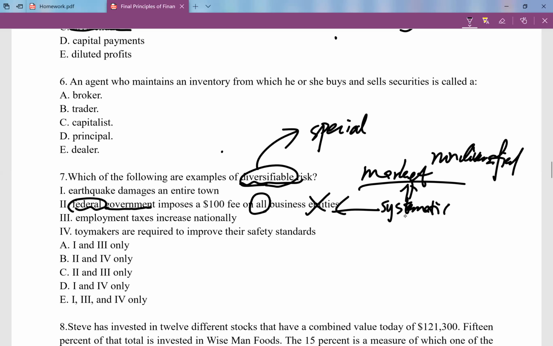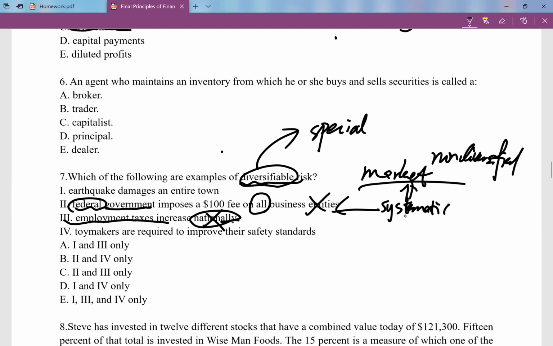Next one, employment tax increase, nationally. Nationally means for the whole country. There's no exception. So this one is also not a diversifiable risk. Even if you increase the stocks in a portfolio, the tax will be applied to all the companies at the national level. So these ones, you cannot diversify out.